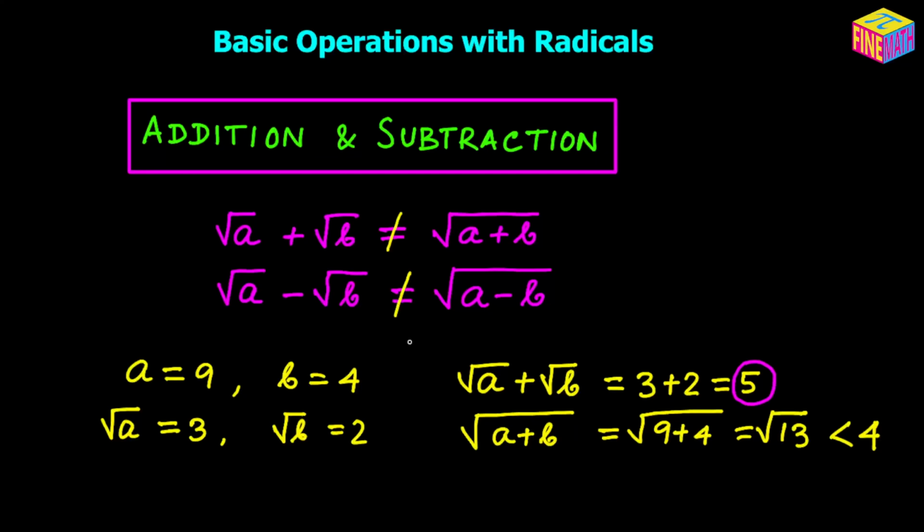We can call it a confusion also. It looks very tempting to write it like that, but those are not equal. And similarly, you can try the same thing with the square root of a minus square root of b. So if you say square root of a minus square root of b, that would be 3 minus 2, and that would be equal to 1.